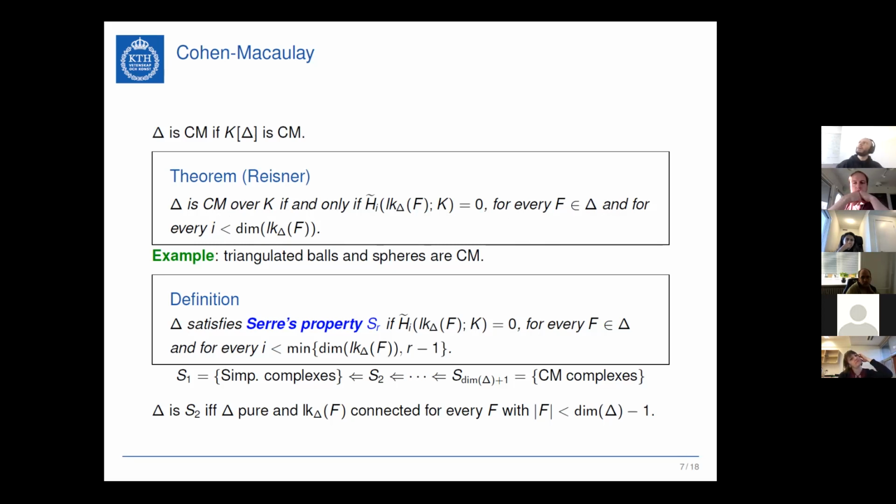So if you use a few basic algebraic topology tools, you will figure out that triangulated balls, so simplicial balls, and spheres are actually Cohen-Macaulay complexes.